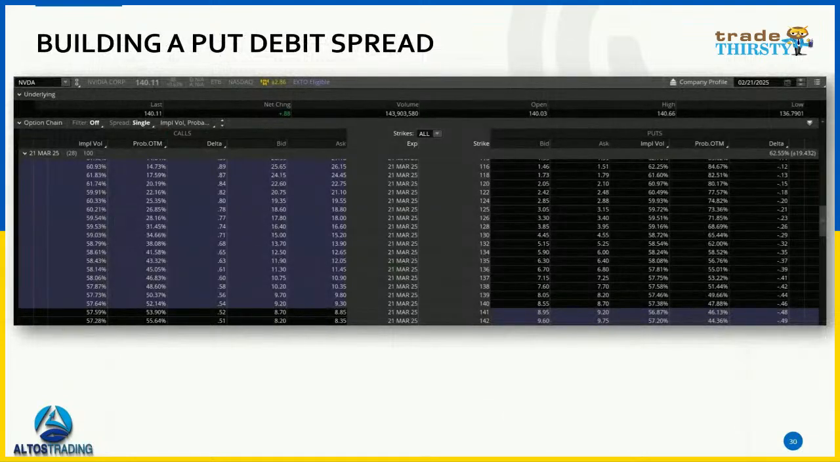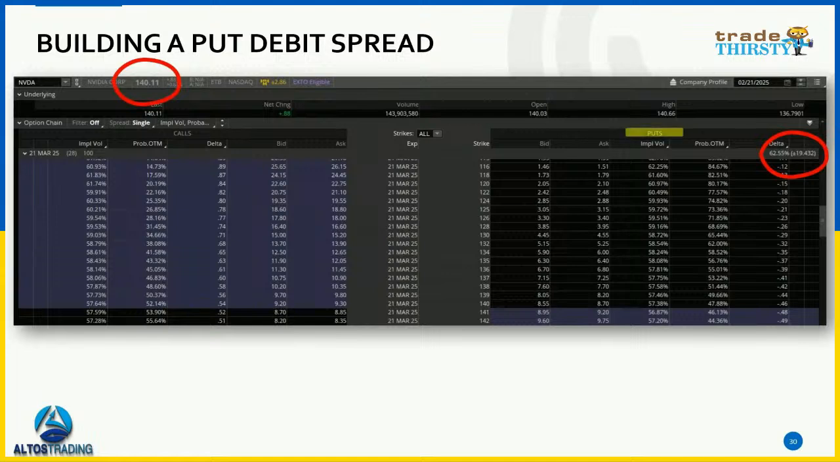We'll go back over to the chain. At this point in time, February 21st, NVIDIA is trading at 140.11. What's the first thing we want to do? We want to know what the expected move is. Out at the March 21st expiration cycle, it's just under 20 points. This is going to help us set realistic expectations for risk and profit target.